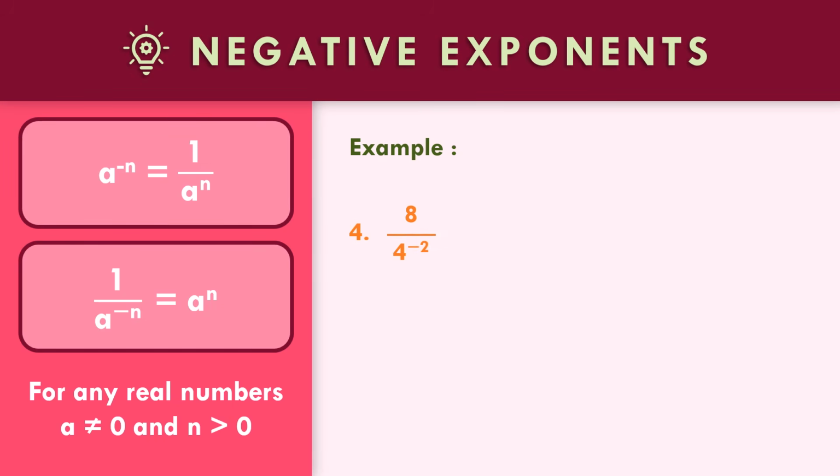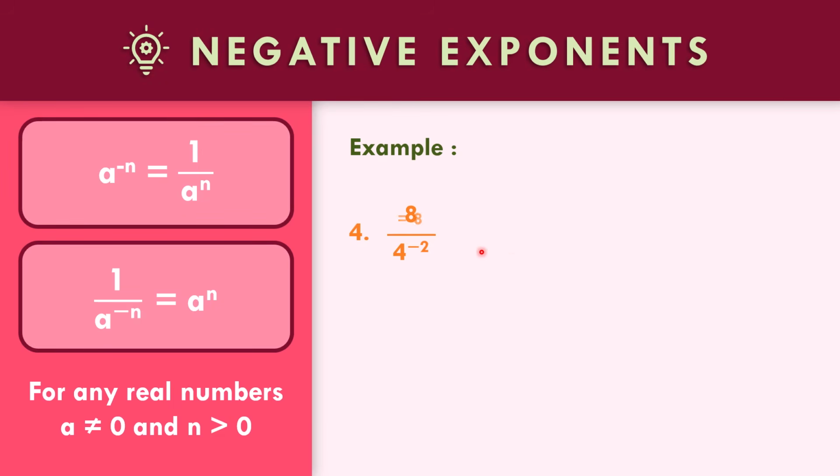How about example number 4? 8 over 4 to the negative 2. The negative exponent is in the denominator. So it means 1 over a to the negative n is equal to a to the n. So 4 to the negative 2, we will need to write in the numerator.